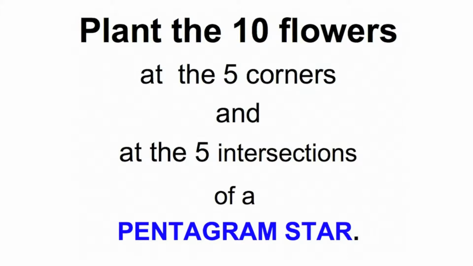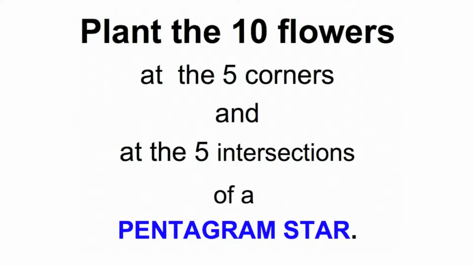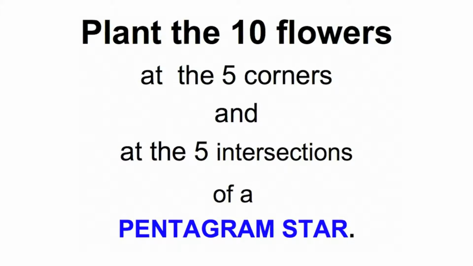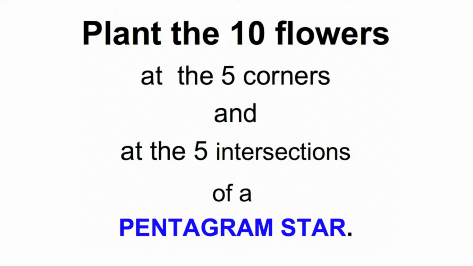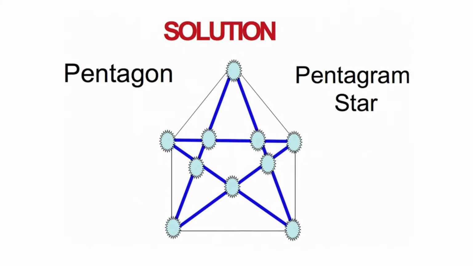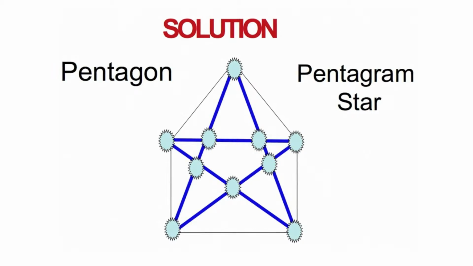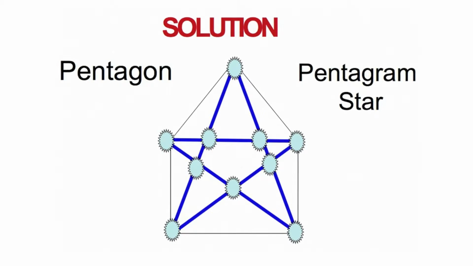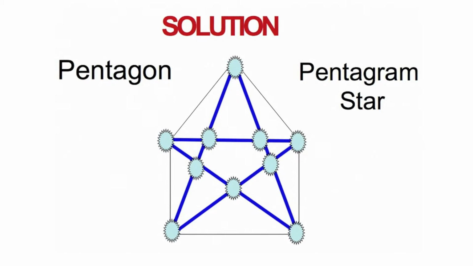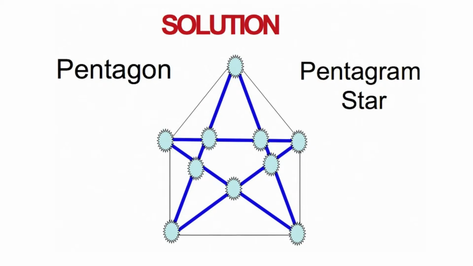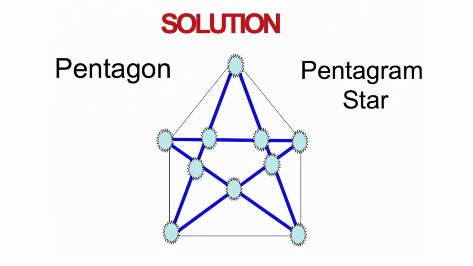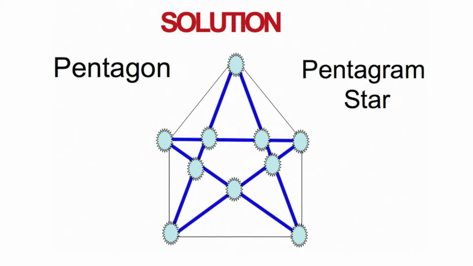You plant the 10 flowers at the 5 corners and at the 5 intersections of a pentagram star. Recall your geometry. Pentagon is a 5-sided polygon. Then we construct the star, pentagram star, and then we plant the flowers. That's out-of-the-box thinking. So how do we develop our capacity for out-of-the-box thinking?